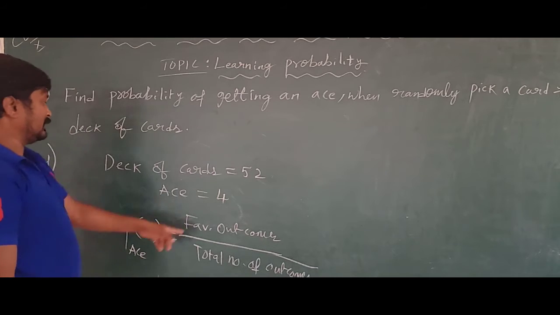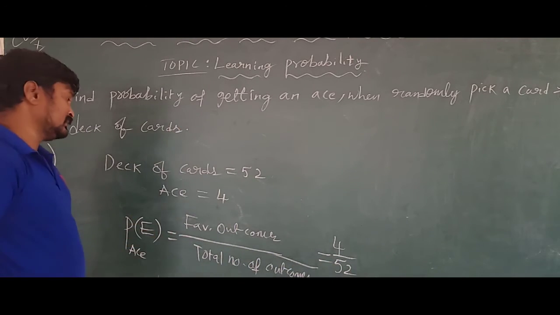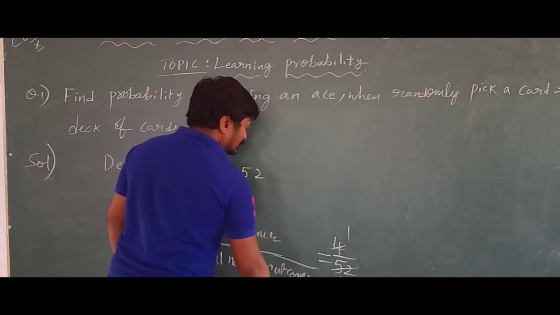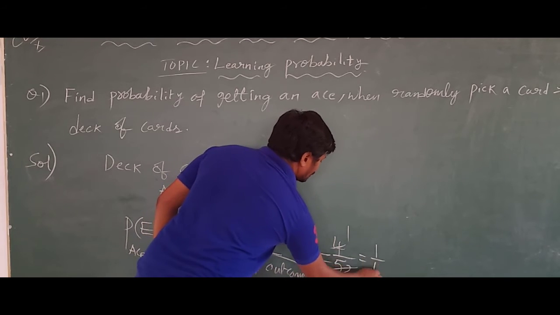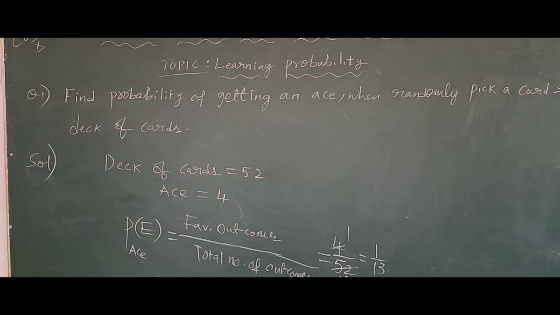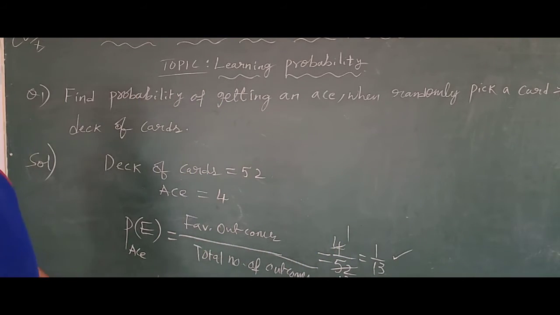So here favorable outcomes are 4, total number of outcomes are 52, and 4 cancels. Now we'll simplify. 4 1s are 4, 4 13s are 52, so that is equal to 1 upon 13. So what is your probability here? 1 upon 13. Not only this, in your examination they may ask what is the probability of getting an ace, 2, 3, 4, and maybe the jack, and you have to solve in this method. The probability of an event ace is 1 upon 13, same method.